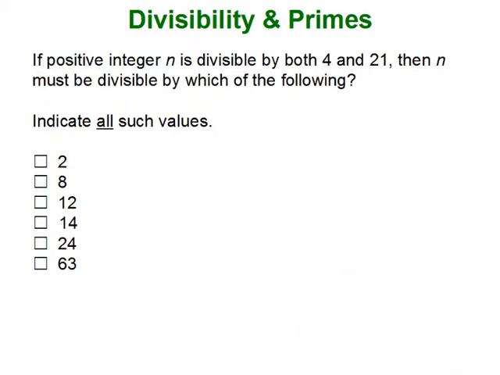All right, now the most important phrase in this problem, of course, is "must be." We are to find the numbers that we know n is divisible by. And we know that it's divisible by these two numbers, 4 and 21. Now, as is hinted by the title of this slide, divisibility is really a function of prime numbers. And this can be kind of difficult for a lot of students to wrap their head around.